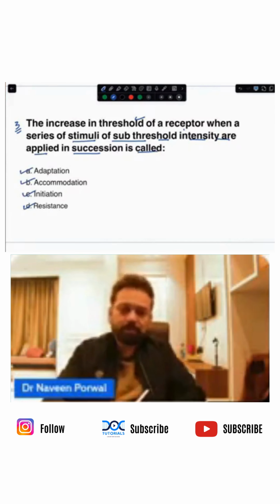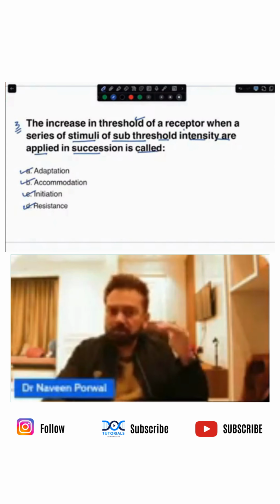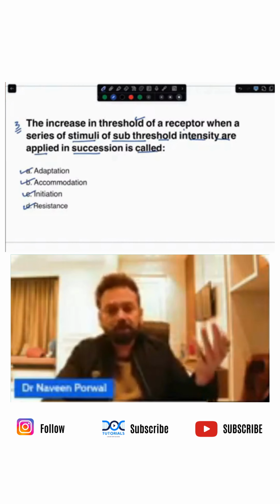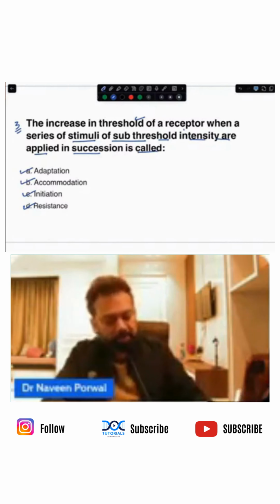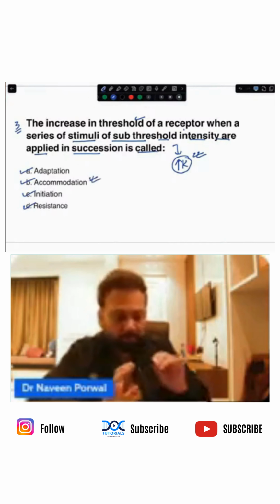What is the answer? If there is a continuous subthreshold stimulus, it will not generate an action potential. What is this called, and what is the reason? I will tell you the reason. The reason is hyperkalemia. And what is this called, anyone? Adaptation, accommodation, initiation, or resistance? What is your answer, doctor? Okay. The answer is accommodation. Now, this topic is very important.